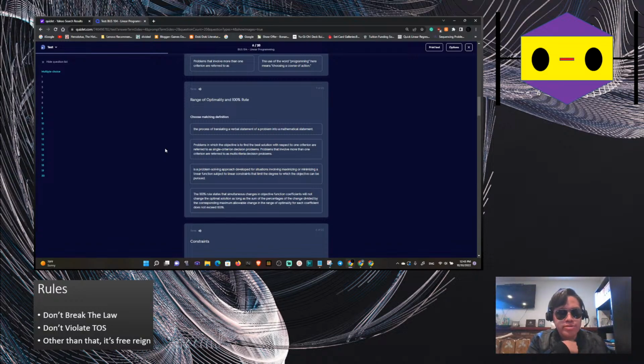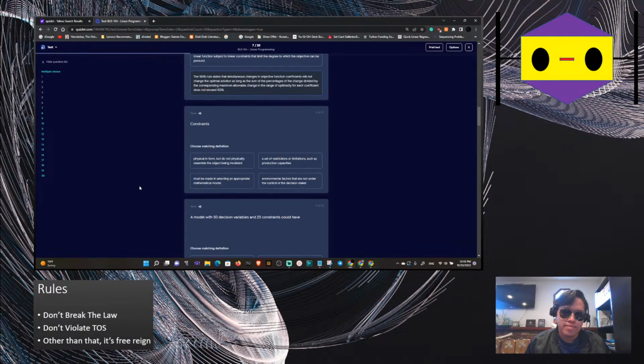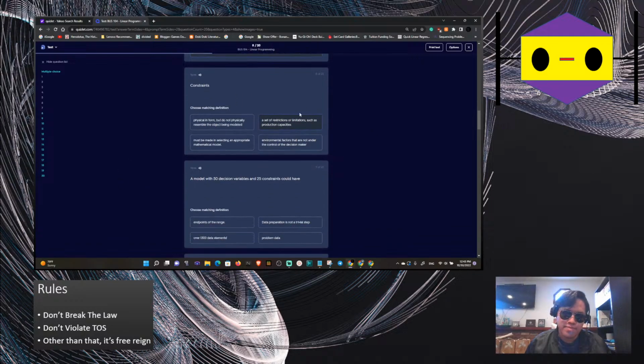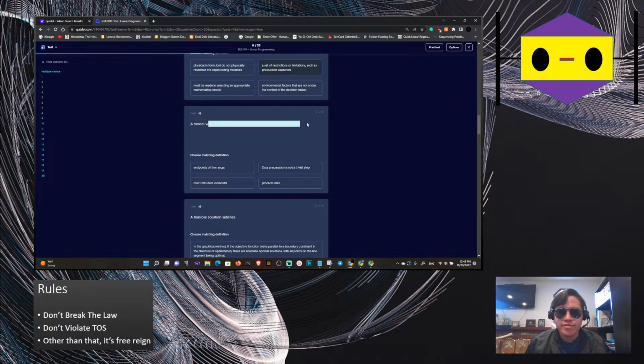The 100% rule states that simultaneous changes in objective function coefficients will not change the optimal solution as long as the sum of the percentages of the change divided by the corresponding maximum allowable change in the range of optimality for each coefficient does not exceed 100%. Yeah, D. Constraints. A set of restrictions or limitations such as production capacities. Good? Good.